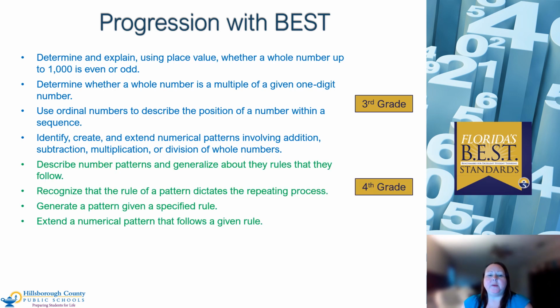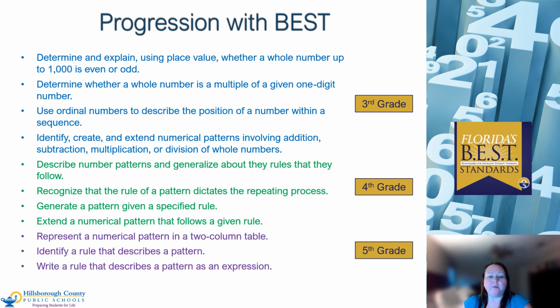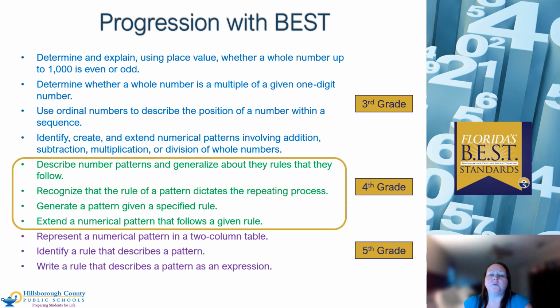In 4th grade, we are describing number patterns and generalizing about the rules that they follow, recognizing that a rule dictates the repeating process, generating patterns given that rule, and extending a pattern that follows a given rule. In 5th grade, they're going to continue that and also use a 2-column table. They're identifying a rule that describes a pattern and writing a rule that describes a pattern as an expression. So in 4th grade, we're going to discuss all those different pieces.